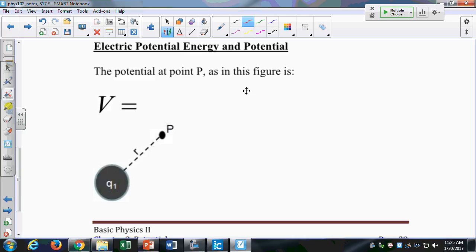All right, let's look at electric potential energy. Not potential, this is potential energy, but let's go back to our potential. Remember we said the potential due to a point charge is K Q1 over R.